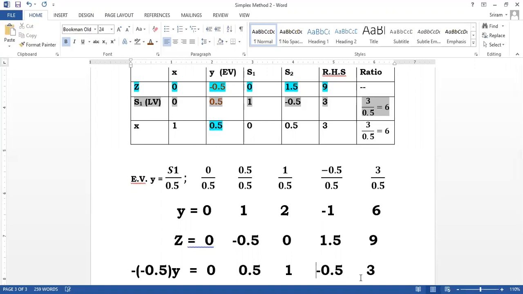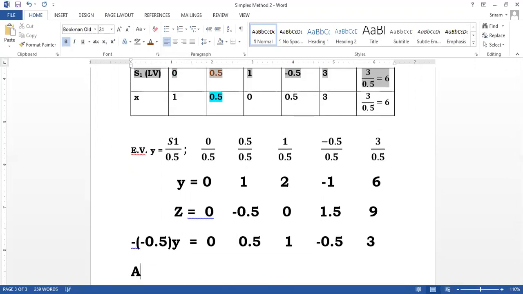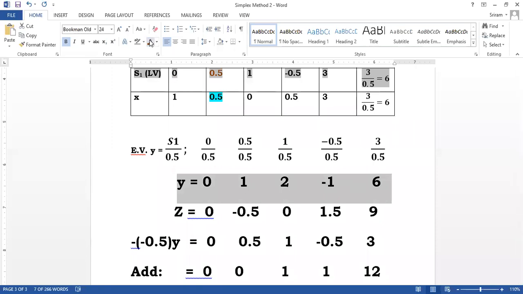So I am going to check the value. Now I am going to add both the values. 0 plus 0 is 0. Minus 0.5 plus 0.5 will become 0. 0 plus 1 is 1. 1.5 minus 0.5 is 1. 9 plus 3 is 12. So I am going to find the y value first, and then we are going to take the corresponding y value and find the value of Z.